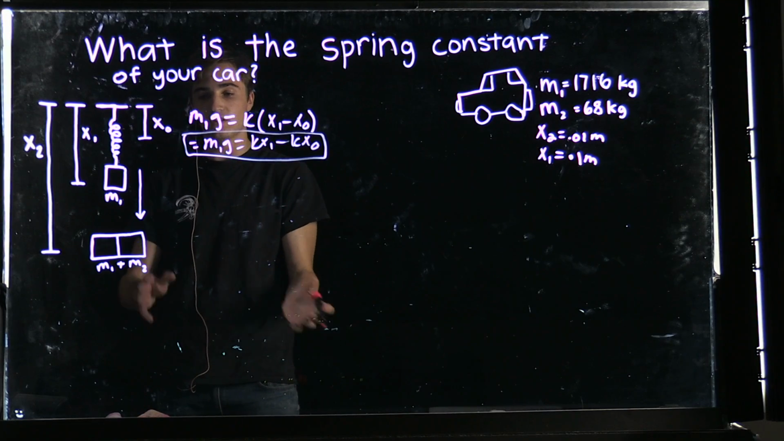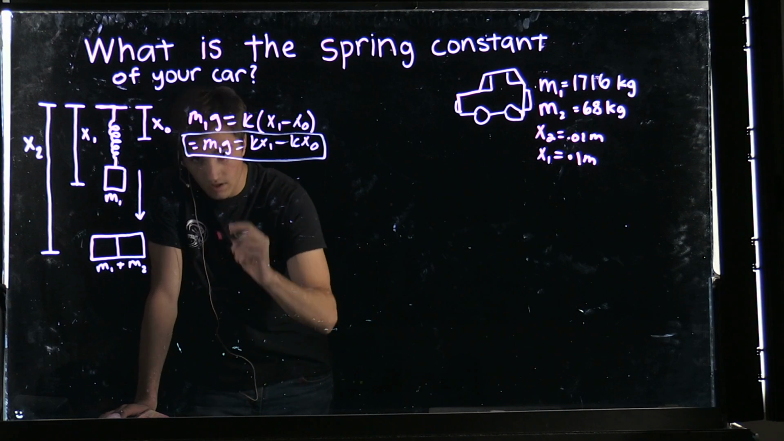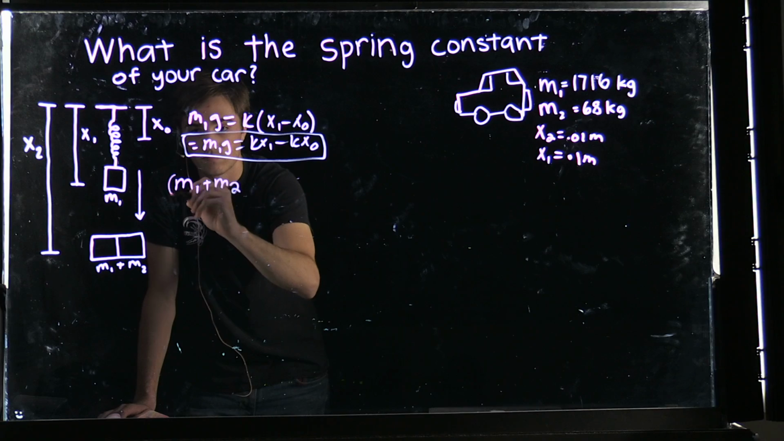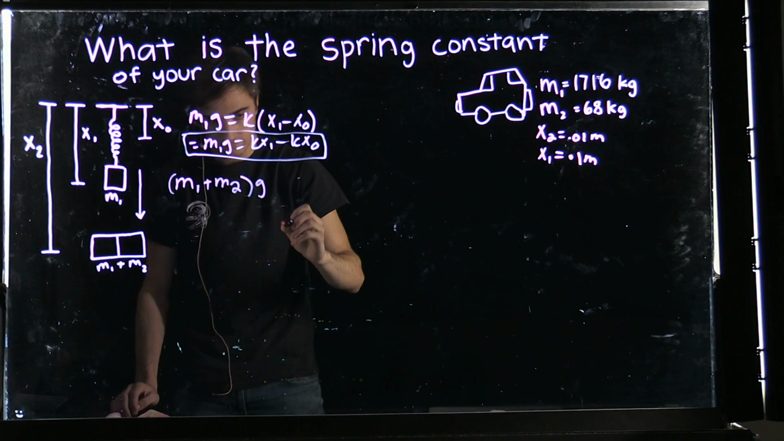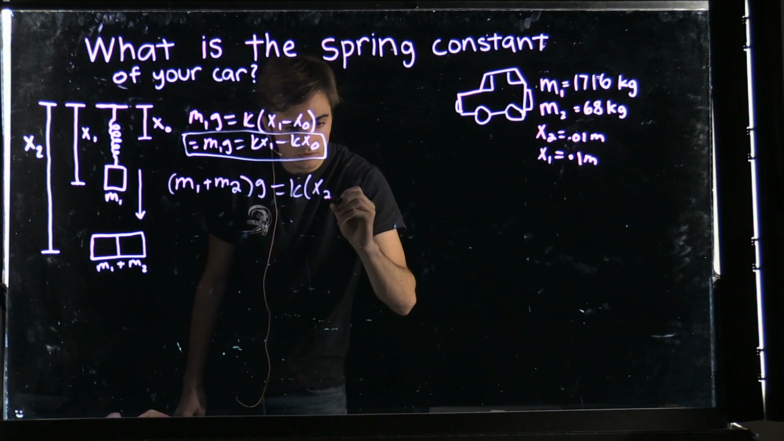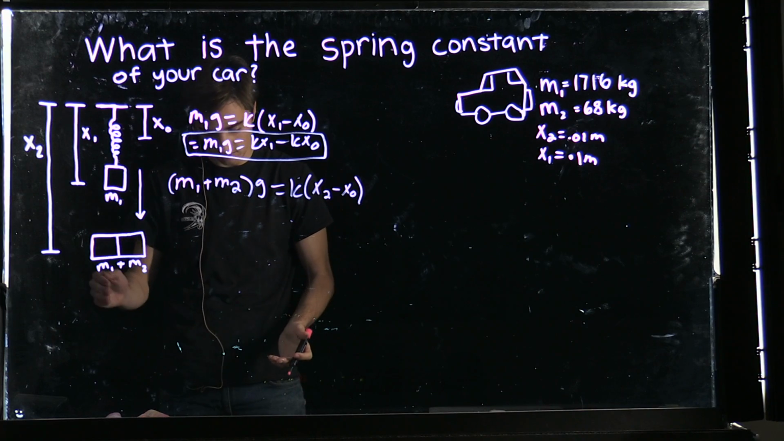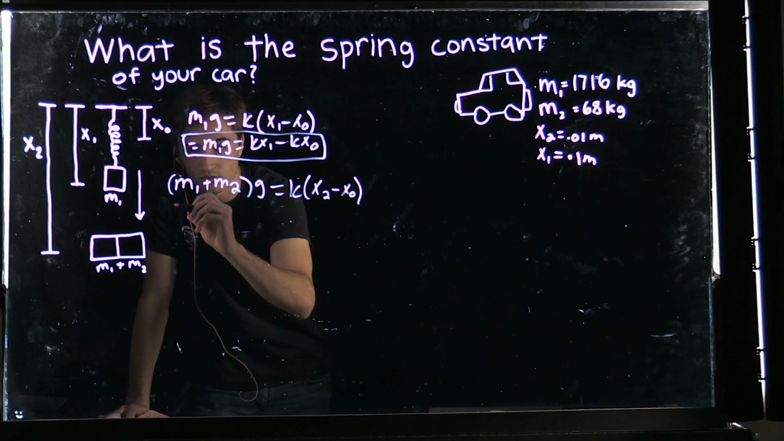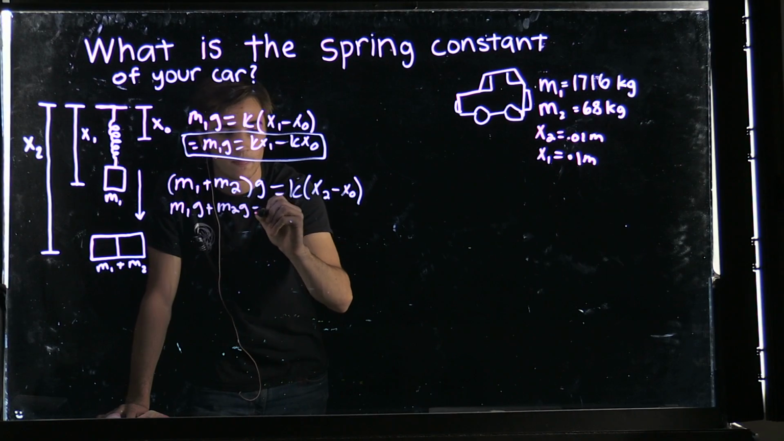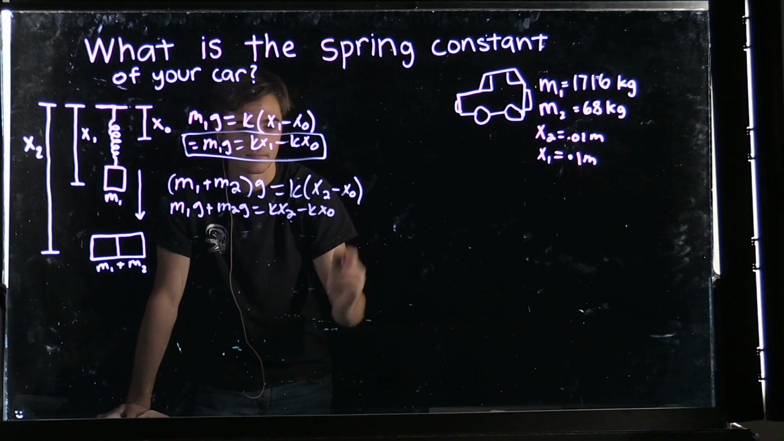Then, if we were to add two masses to the spring, we get the equation (m1 plus m2) times g equals k times (x2 minus x naught). That's for the stretch of the spring with two masses on it. And then we can simplify that to m1 g plus m2 g equals k x2 minus k x naught.